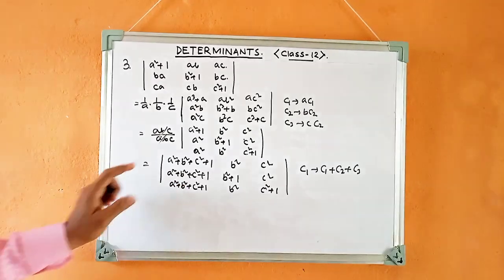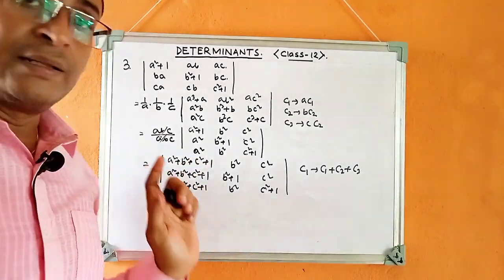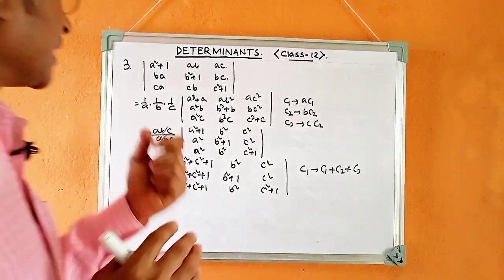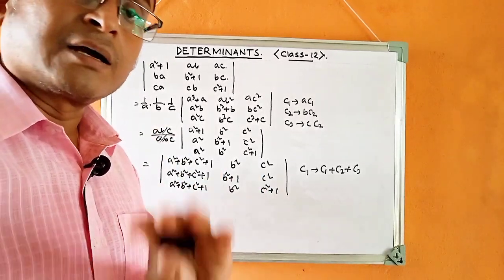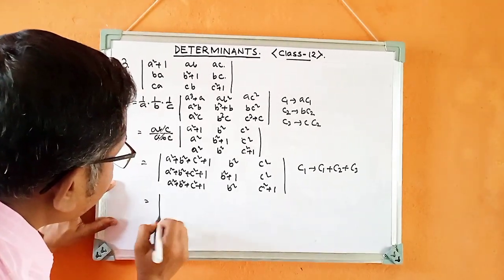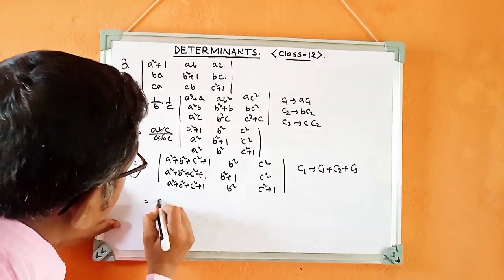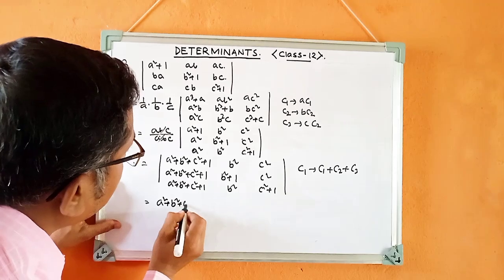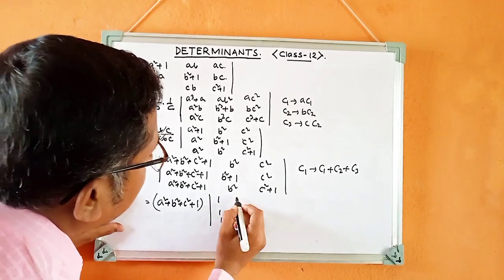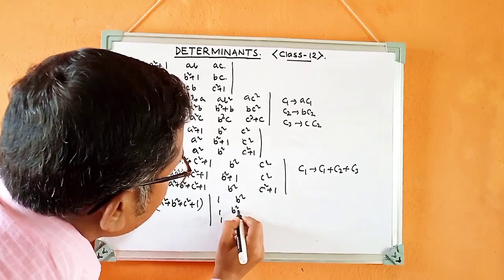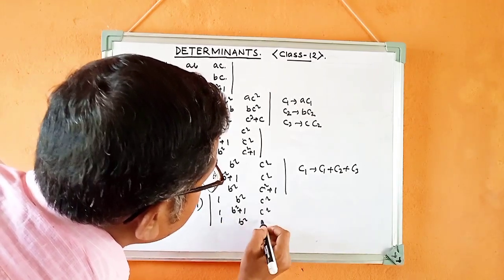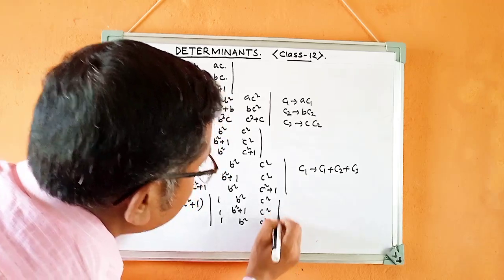Now A square plus B square plus C square plus 1 is common in the first column, all the elements are the same. So take A square plus B square plus C square plus 1 common from the first column. We get A square plus B square plus C square plus 1, then the column 1, 1, 1. After that B square, B square plus 1, B square, then C square, C square, C square plus 1. Got it?